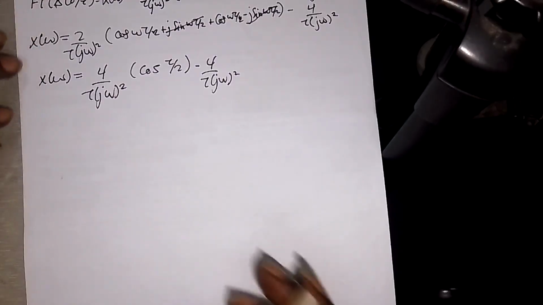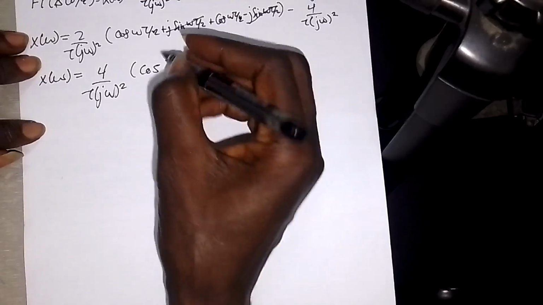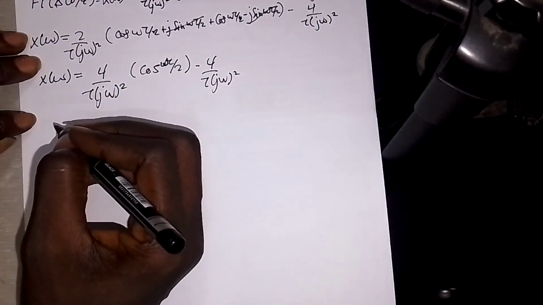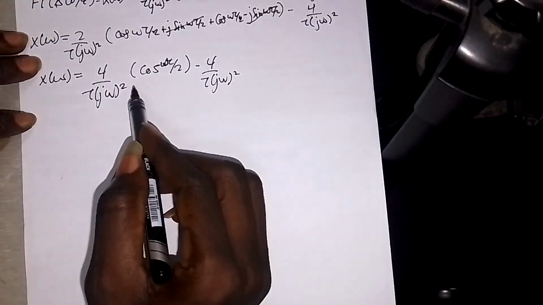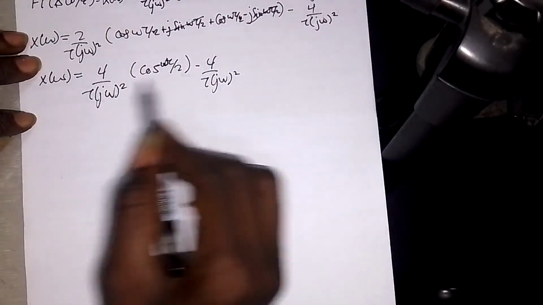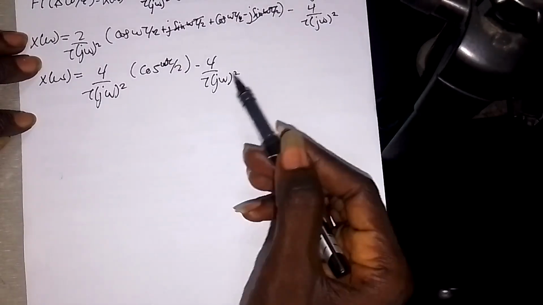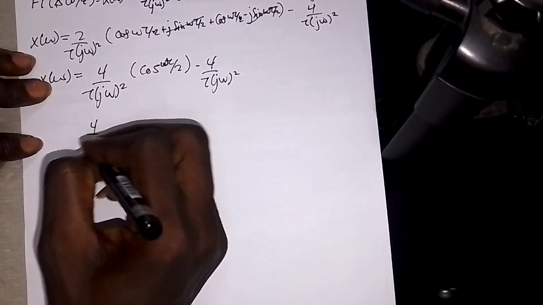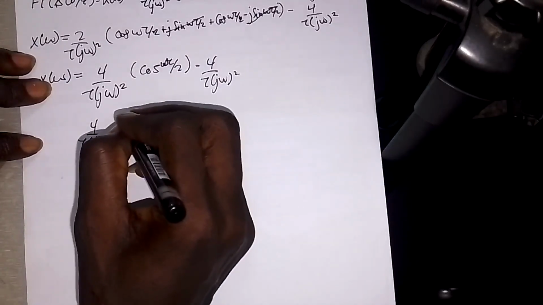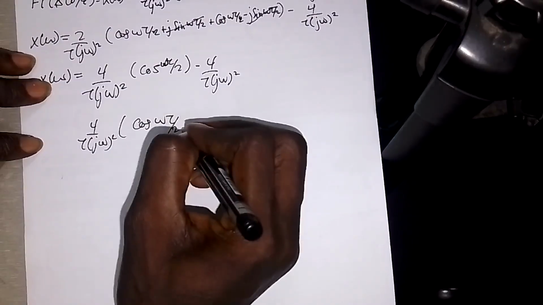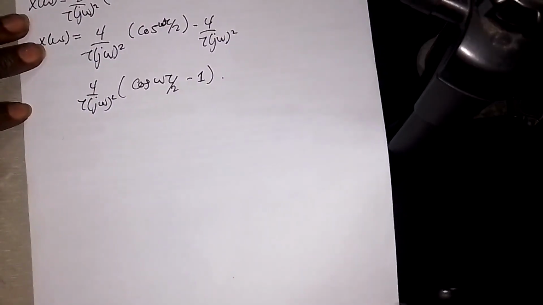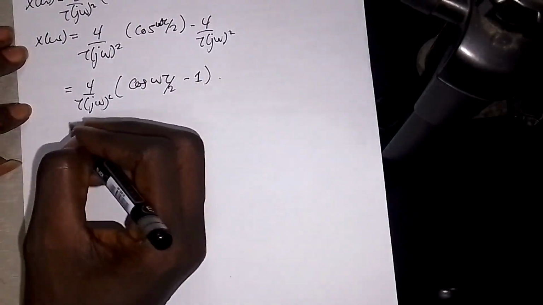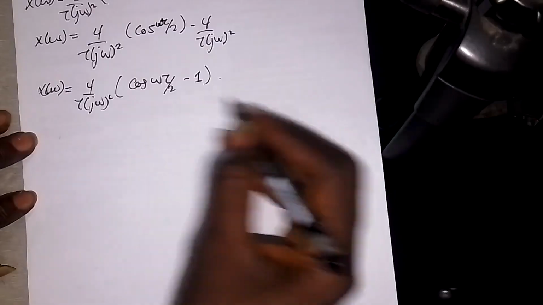Now here is omega tau on 2. But we know that this one and this one are just opposite, and since this one is multiplying, I cannot cancel, but I can factorize them. If I factorize them, I'll get 4 over tau into j omega squared, into cos of omega tau on 2 minus 1. So this is my Fourier transform.